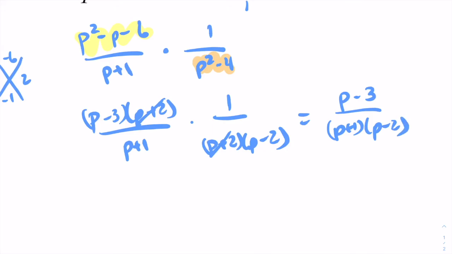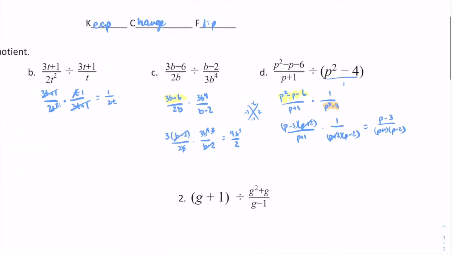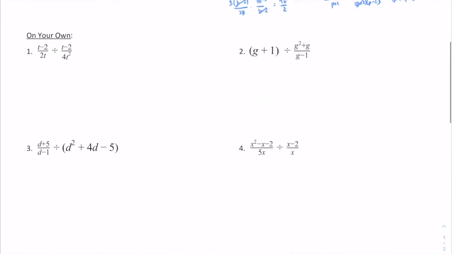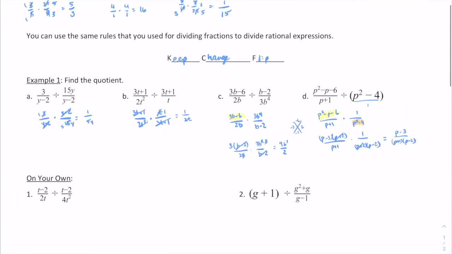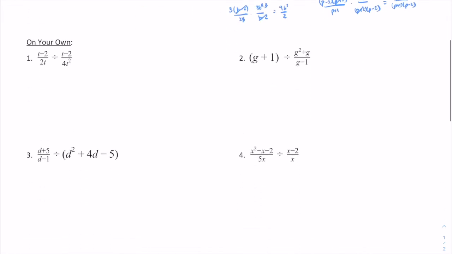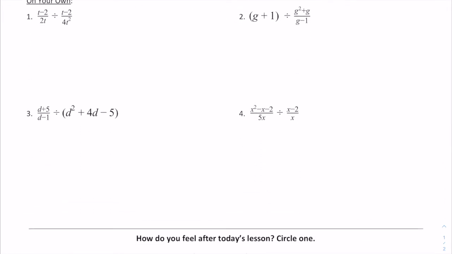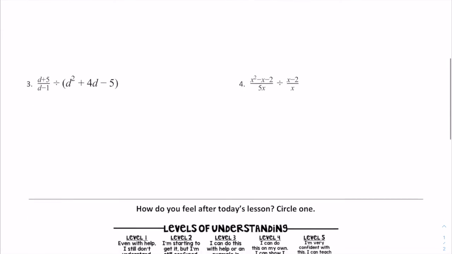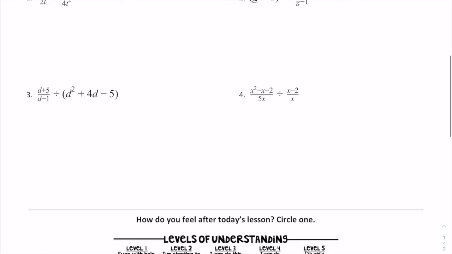Alright, well that is it for today's lesson. Do the on your owns 1 through 4 and then circle your level of understanding. Make sure you guys upload a picture of your notes, not a picture of a screenshot or a screenshot of your finished Edpuzzle. If you want credit, I do need to see your notes on a separate sheet of paper.